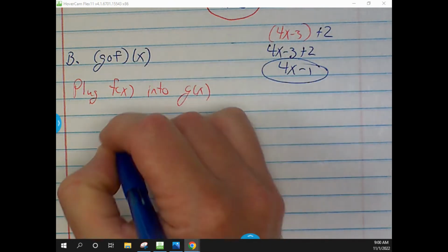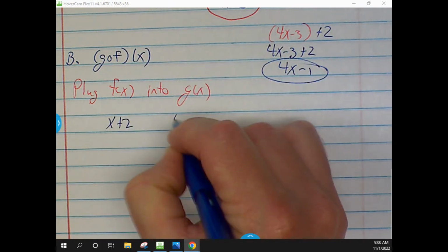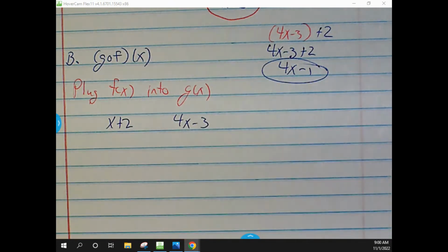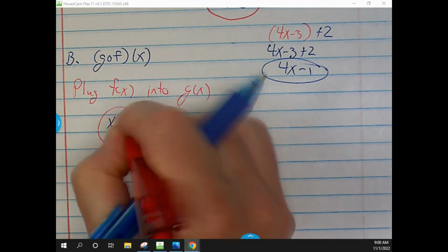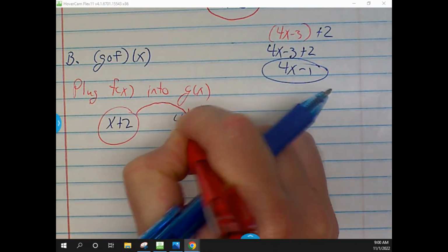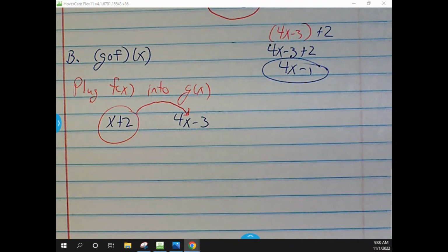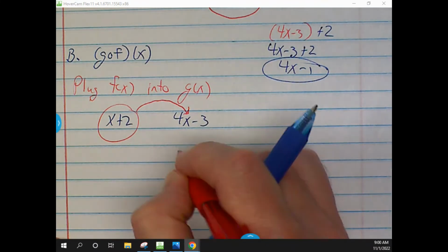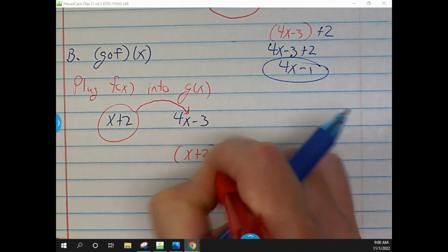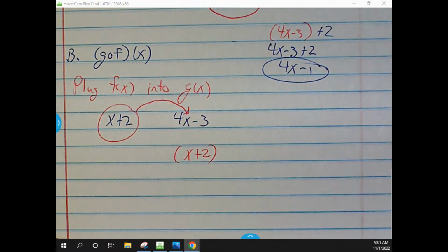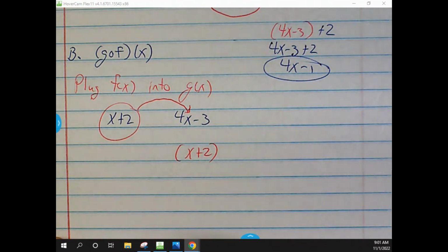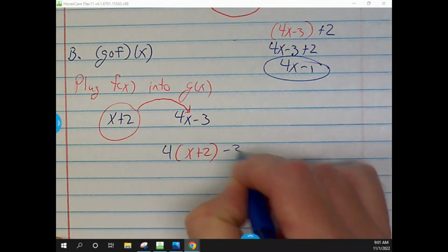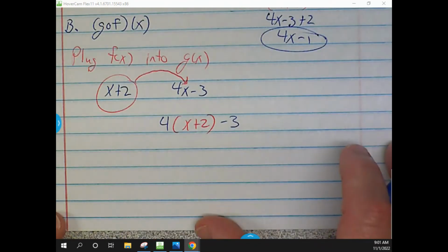So f of x is x plus 2. g of x is 4x minus 3. And again, we're going to plug it in for x. All right, so taking out the x, putting in x plus 2. Everything else around the x goes outside the parentheses. So now we've got 4 times x plus 2 minus 3.